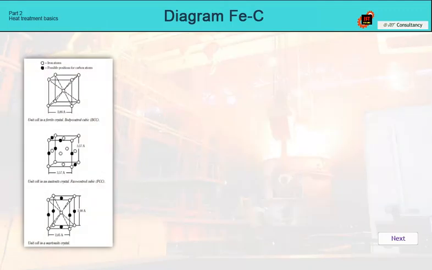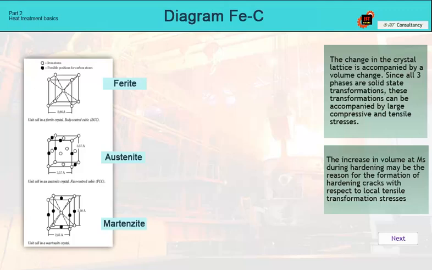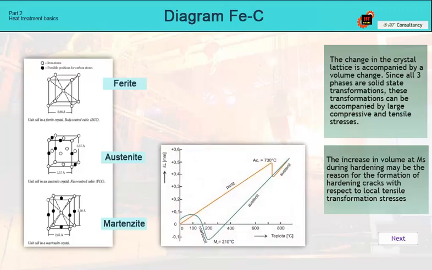In connection with transformation changes in steel during heating and cooling, it is necessary to mention one more problem. The change of the crystal lattice is accompanied by a change in volume. Since all phases are in the solid state, these transformations can be accompanied by high compressive or tensile stresses. This figure shows the dilatometric curve for changes in the dimensions of the crystal lattice of iron due to both temperature changes and transformations to another phase.